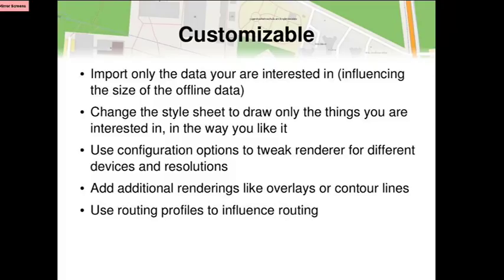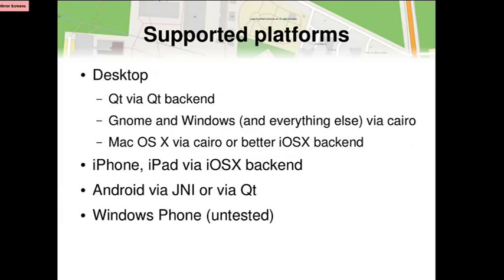And of course, you can add additional renderings on top of the actual map. You can add contour lines or other overlays. And for the routing, that is also integrated, you have the possibility to use routing profiles to influence the routing decision. For example, build different profiles for routing for cars or bicycles.